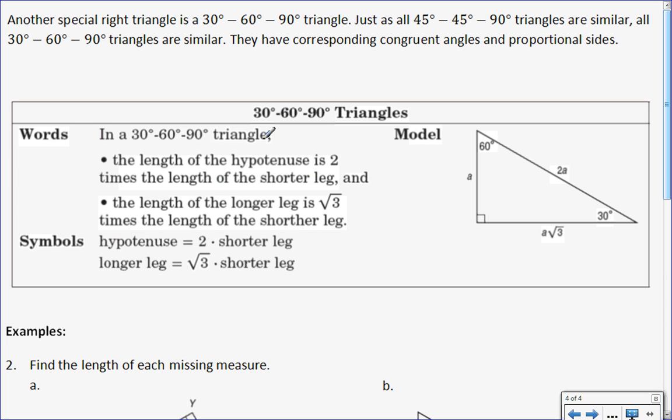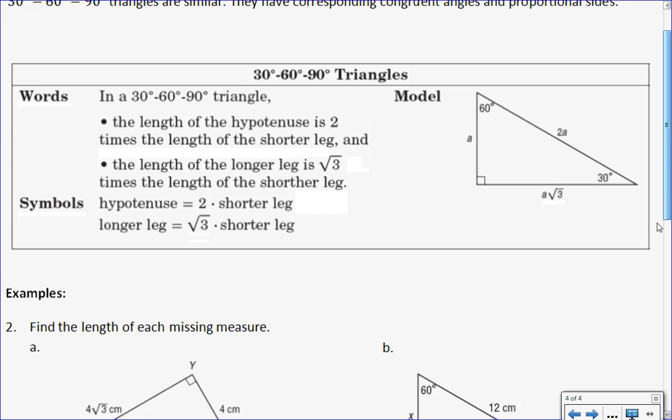So in a 30, 60, 90 triangle, the length of the hypotenuse is 2 times the length of the shorter leg. So here's the shorter leg, which is A, and here's the hypotenuse, which is 2A. The length of the longer leg is square root of 3 times the length of the shorter leg. So here's the short leg, A, and here's the long leg, A times the square root of 3. So in symbols, hypotenuse is 2 times the shorter leg, longer leg is square root of 3 times the shorter leg.